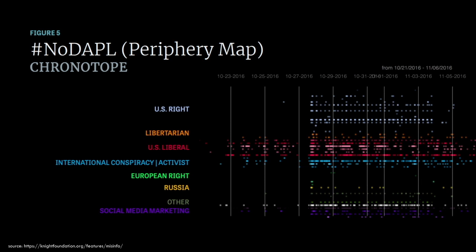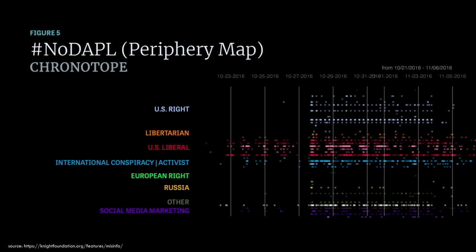This is by the Knight Foundation, who've done a great deal of work investigating mis- and disinformation in social media, particularly tied to the US elections, but I think they're looking at the problem more broadly. That's just the place where it's a kind of big deal. This is a hashtag, the No Dakota Access Pipeline hashtag, which was originally a progressive cause.